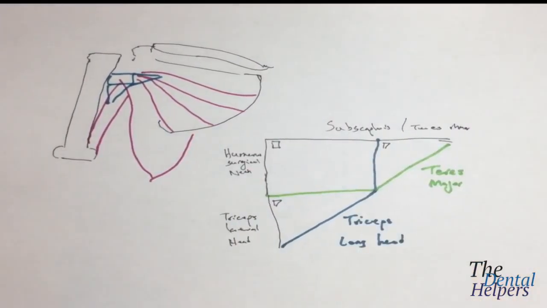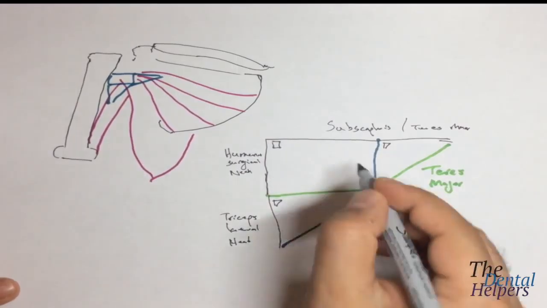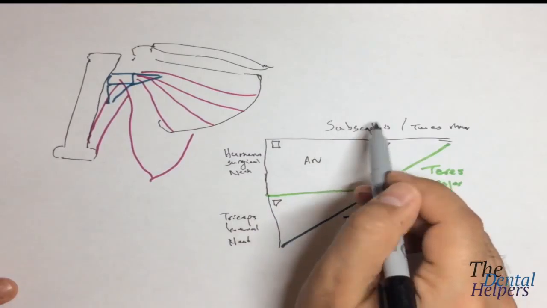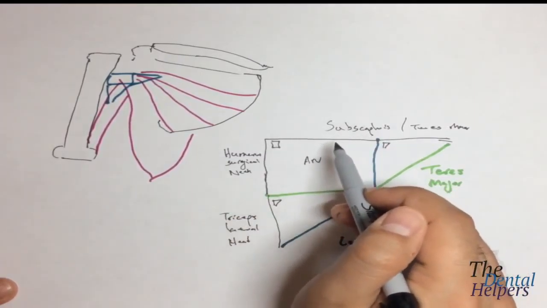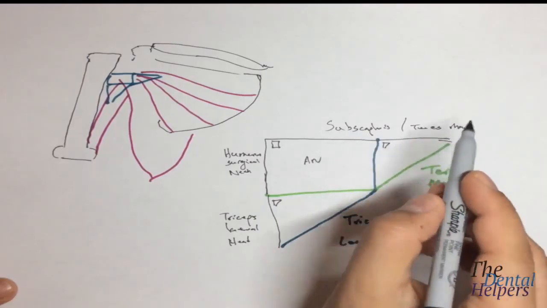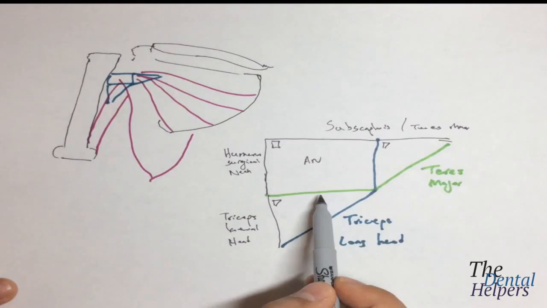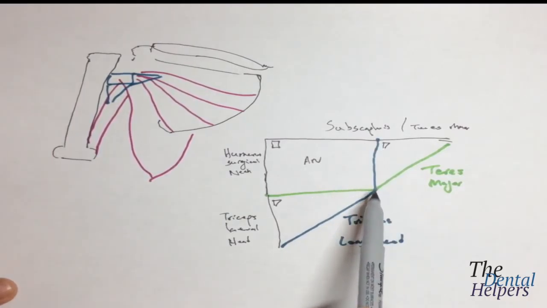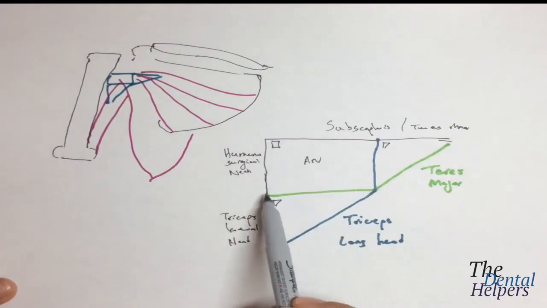Okay, so if we look at the quadrangular space, which is this one right here, we have the artery and nerve available. From the superior, we see that it's the subscapularis, and there's also the capsule of the shoulder. From the inferior, we have the teres major, which we see is in green. And medially, we have the triceps long head, which is in blue. Then if we look laterally, we have the surgical neck of the humerus.